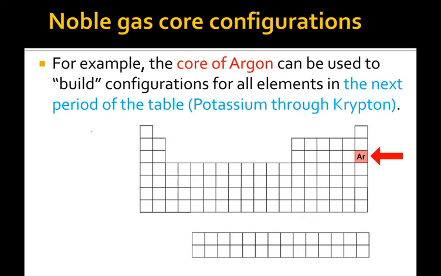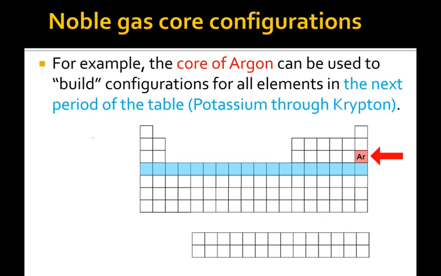So, for example, if we looked at argon as the core, and there we spot argon, the third noble gas down in that family or group, we can take the core of argon and use it to build electron configurations in this core format for all the elements in the next period of the table. So all the elements in this next period, from potassium through krypton, could all be built on an argon core, an argon noble gas core.